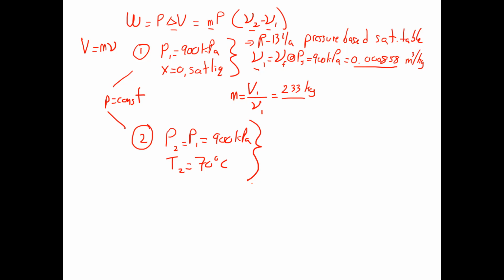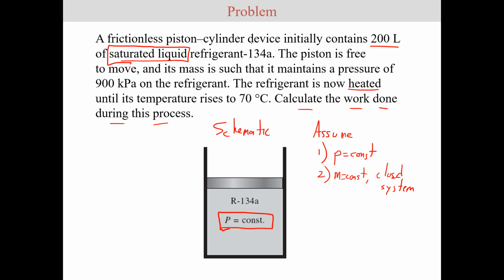So how do I figure out what state I'm in in order to be able to look it up? Does it tell me? If I go back and read the problem statement, it just tells me that the pressure is constant and it's being heated to a temperature of 70 degrees Celsius. So I don't know what state it's in. How do I figure out what state it's in?